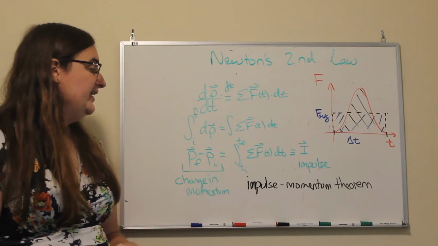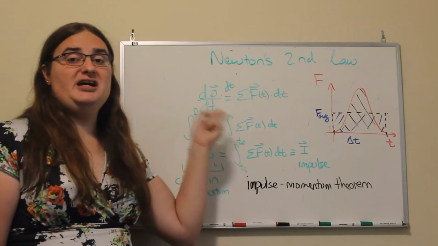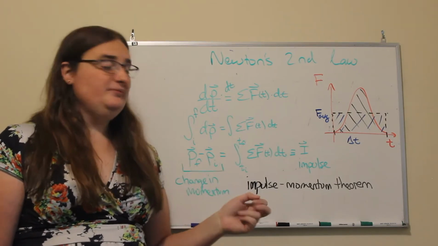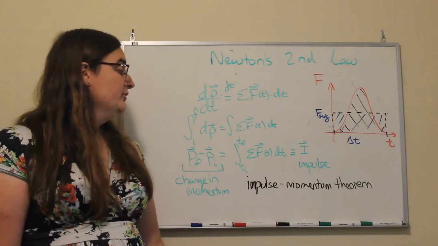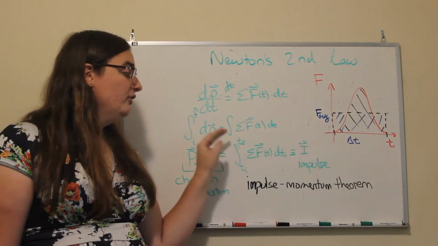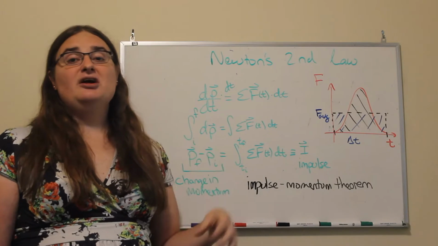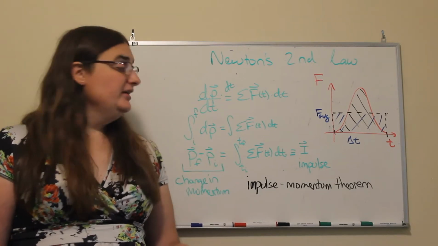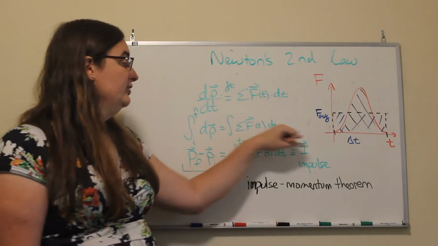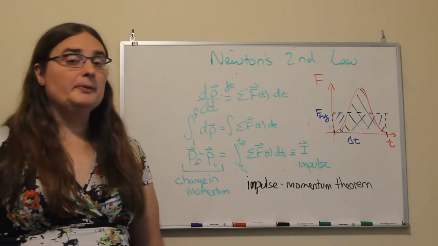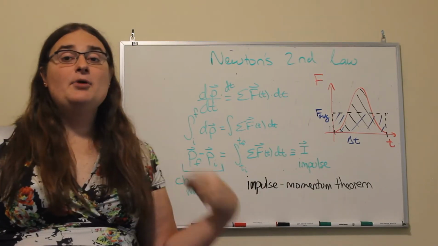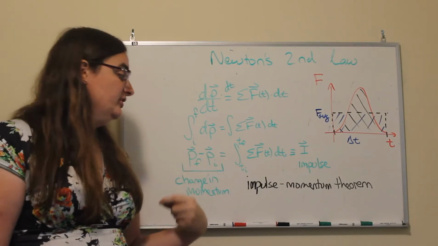And then on the other side, I would have the integral from my initial time to my final time of my net force with respect to time, integrated with respect to time. And this piece that we have on the right, we define to be called the impulse. And the symbol we use for impulse in physics is a capital I with a little harpoon over top, because impulse, like momentum, is a vector.